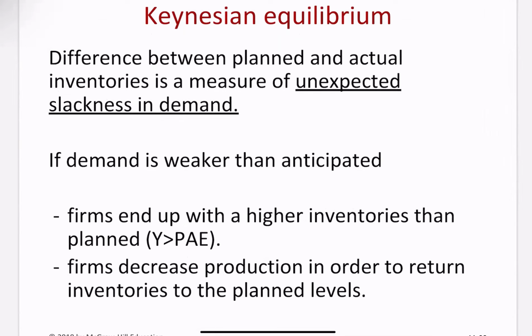So first, the Keynesian equilibrium is the difference between the planned and the actual inventories and is a measure of the unplanned slackness in demand. So you will see this further whenever we introduce the actual formula, and you will see the difference between whenever planned is greater than your actual or your actual is greater than your planned. You will see the difference between all of those.